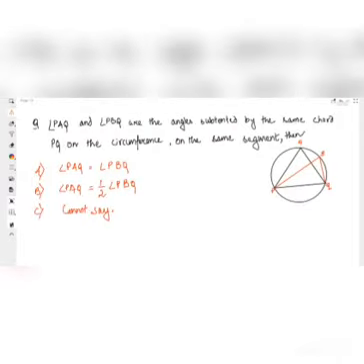Now let us see some properties related to this. For example, here in this particular question it says that PQ is a chord. Now they're saying that this chord makes 2 angles PAQ and PBQ. They're saying that PAQ and PBQ are the angles subtended by the same chord PQ on the circumference in the same segment. That means, see here, try to understand the meaning of this particular line. So that means I have 2 segments.